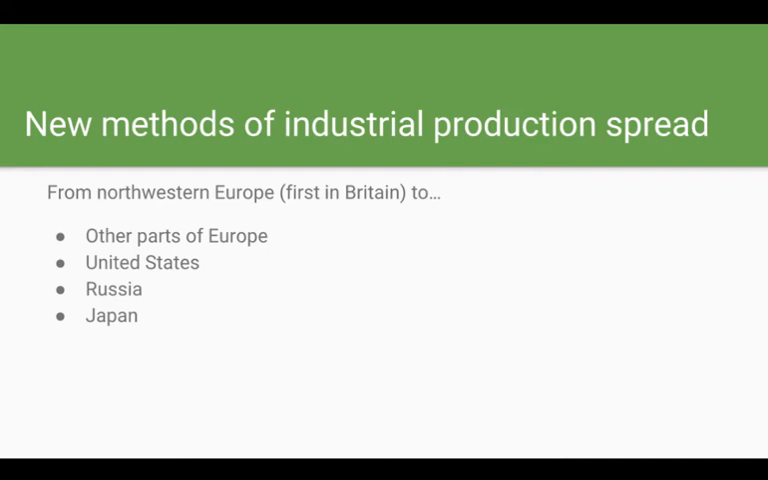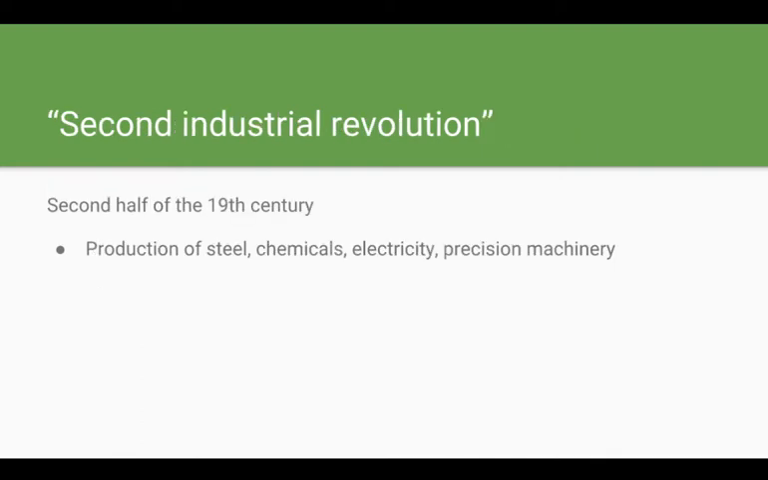So the spread of industrialization, remember it started in Britain, then went to northwestern Europe, especially Germany, then to other parts of Europe, the United States, and then Russia and Japan. And this kind of goes in order of time. And remember, Japan and Russia, we're talking about late 19th century probably. By 1900, all of these places are industrialized, but at varying degrees.